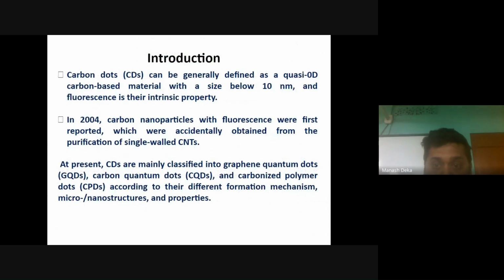Carbon dots can generally be defined as a quasi zero-D carbon-based material with size below 10 nanometers, and they show a beautiful fluorescence property, which is their intrinsic property. This was first reported in 2004, when carbon nanomaterial with fluorescent property was accidentally obtained from the purification of single-walled CNT. These carbon dots can be classified into three categories: one is graphene quantum dots, one is carbon quantum dots, and the other is carbonized polymer dots. This classification is based on their mechanism of formation, nanostructure, and their properties.